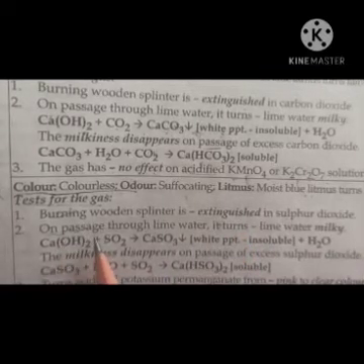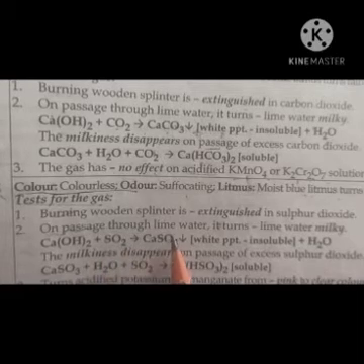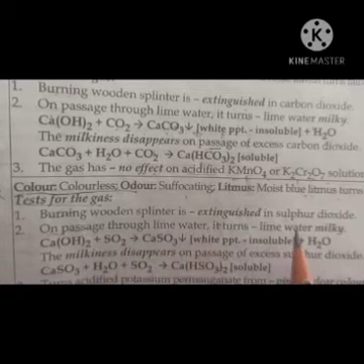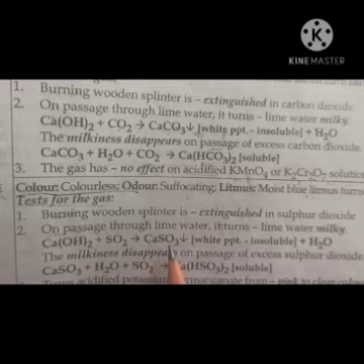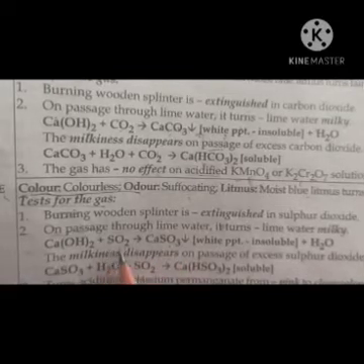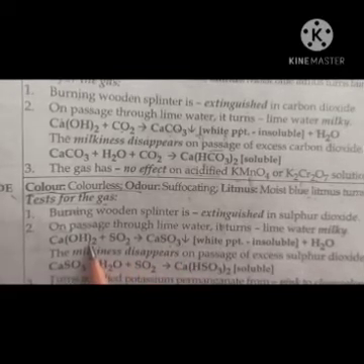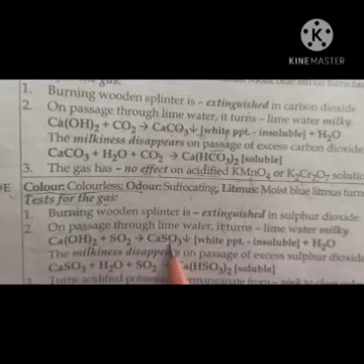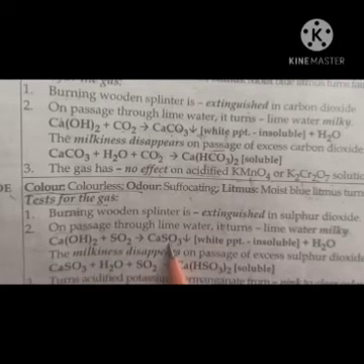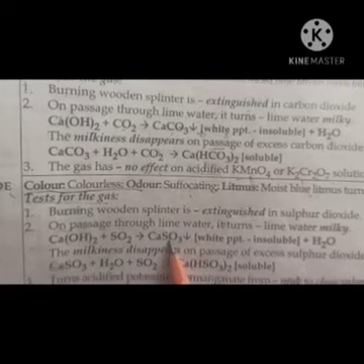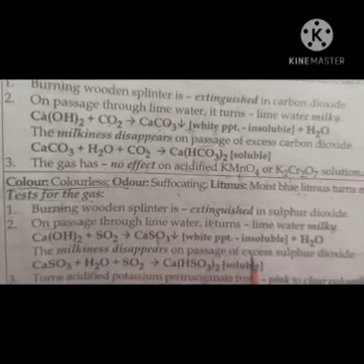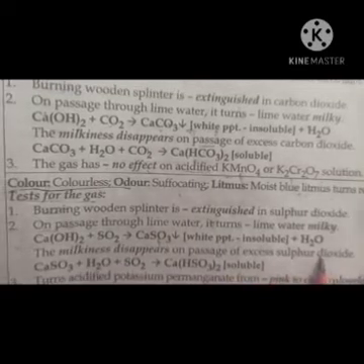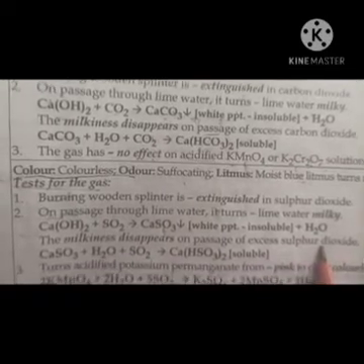Second, when sulfur dioxide gas is passed through lime water, it turns milky because it forms calcium sulfite. When sulfur dioxide reacts with calcium hydroxide, that is your lime water, it gives a white precipitate of calcium sulfite, right? But this milkiness disappears on passing excess sulfur dioxide, just like carbon dioxide.